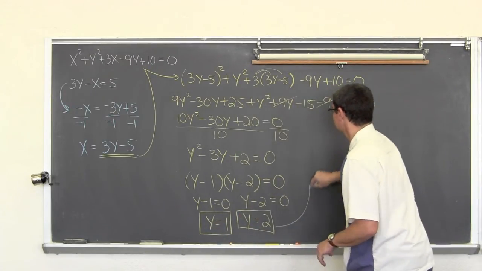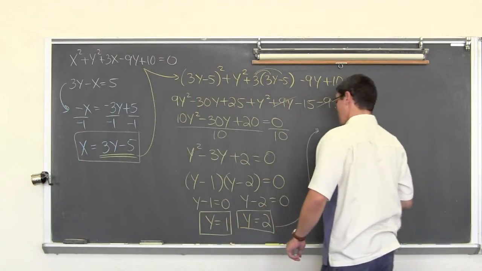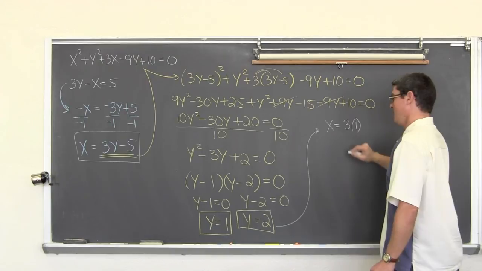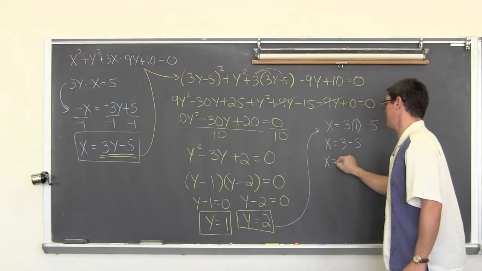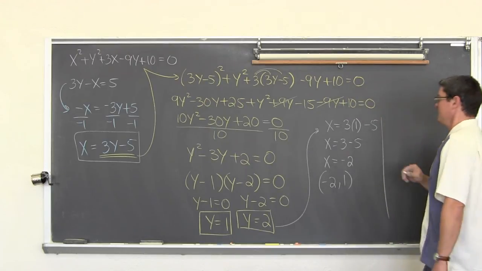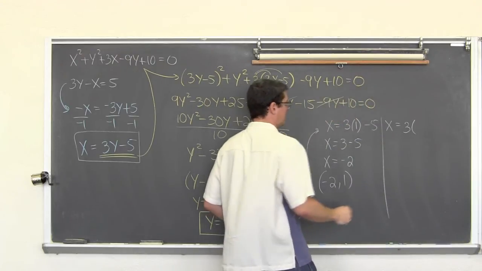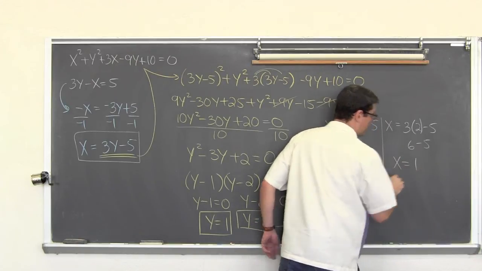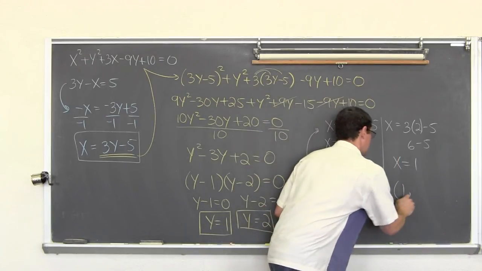Okay, we're ready to back substitute and find our two intersection points. So let's take again our slightly modified second equation and get x is equal to 3 times y. First y is 1, minus 5. So x is equal to 3 minus 5, which is x equals negative 2. So our first point is negative 2, 1. And our next point, y equals 2, is x equals 3 times the y value of 2 minus 5. That's 6 minus 5. That is x equals 1. And our last intersection coordinate is 1, comma, what did I use again? 2 to get that.